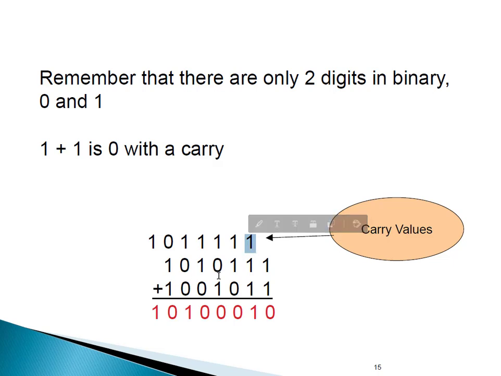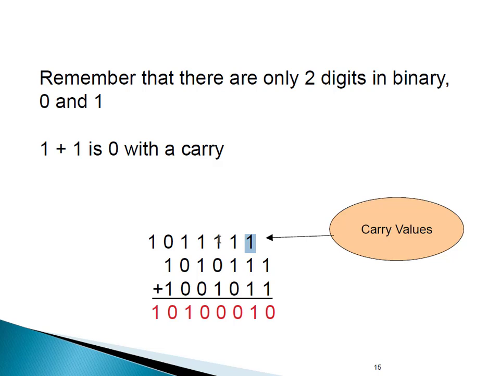So 1 plus 1 plus 1 gives us 11. The 1 gets carried, the 1 gets put down. The carried value is where I start adding from. 1 plus 1 plus 0 is 10. If you want, in your head you can think that 1 plus 1 is 2 and convert it to binary, which gives you 10. It works as well. So there you get your 10.